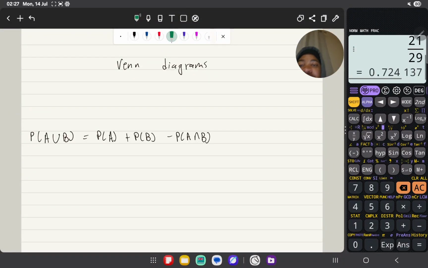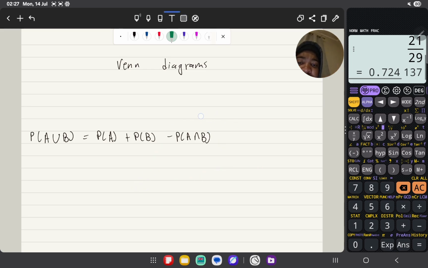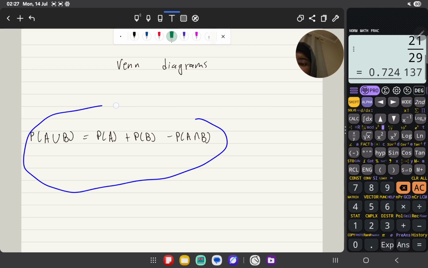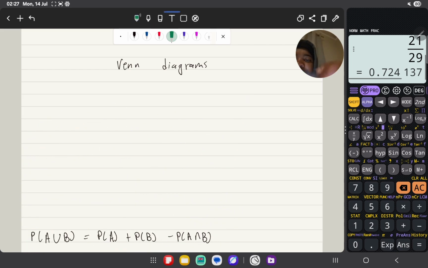Hi guys, again. For this video, we're going to talk about the Venn diagram. Venn diagram is something that helps you with the visualization of your events. If you want to properly visualize your events, the Venn diagram does a beautiful job.